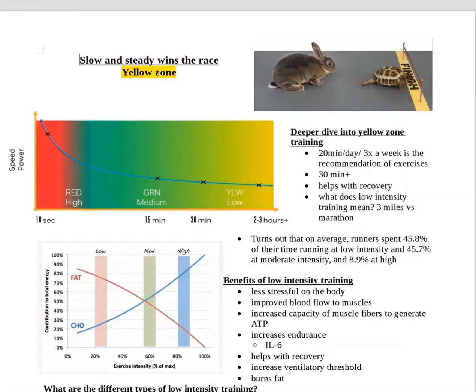It turns out that on average, runners spend about 45.8% of their time running at a low intensity, about 45.7% at a moderate intensity, and 8.9% at high. So a lot of the time we think we're working at a low intensity and burning fat, but we're actually burning a bit more carbohydrate because the body shifts into that moderate intensity, as you can point out from the bar graph. It's one of the reasons they recommend 30 minutes, because then we see that shift come back into fat oxidation.